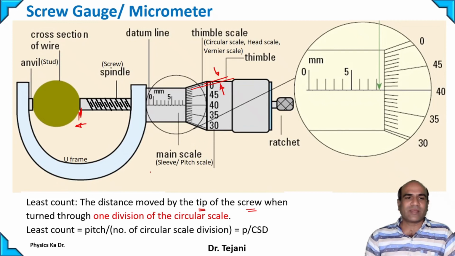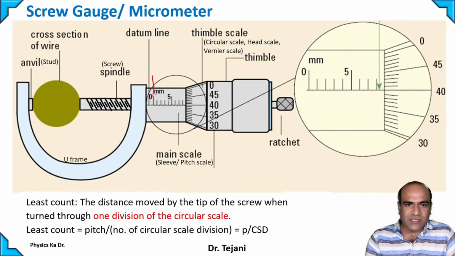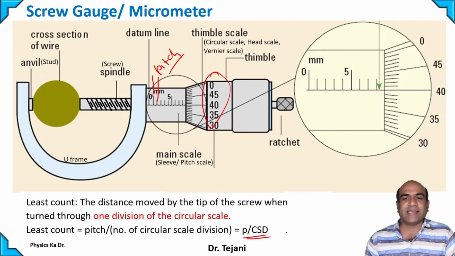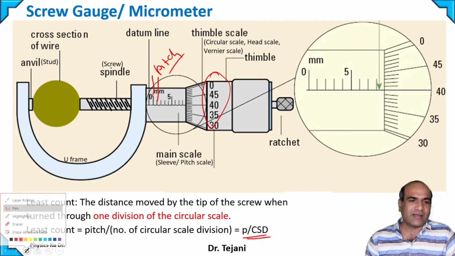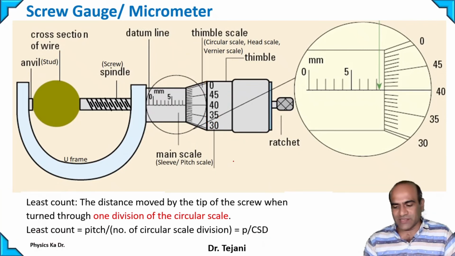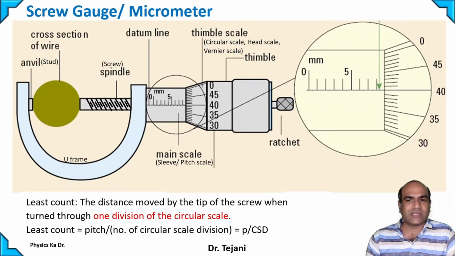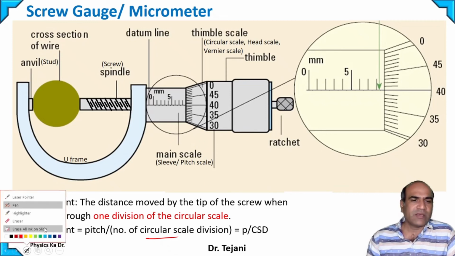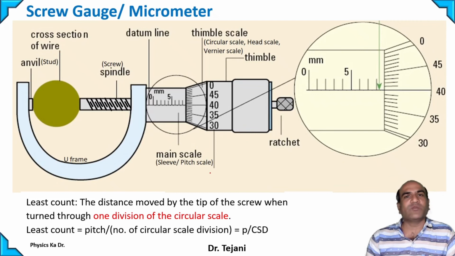Let's move on. So least count is equal to what? It is equal to this distance, the pitch, divided by how many divisions this circular scale has. So pitch divided by CSD, which means circular scale division. Short names are easy to remember, that's why CSD has been written. If you write the full name, circular scale division, it takes much more time, and we don't have much time during examinations. Always go for short names.